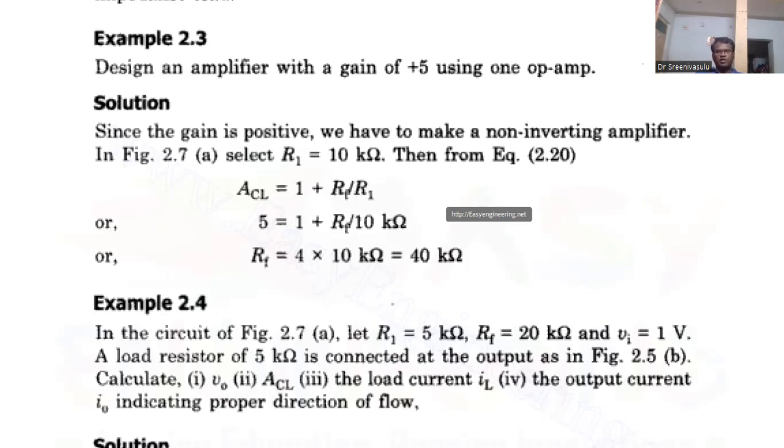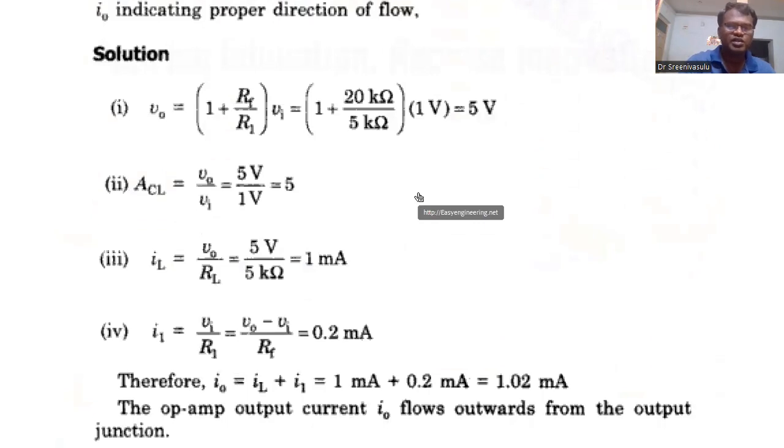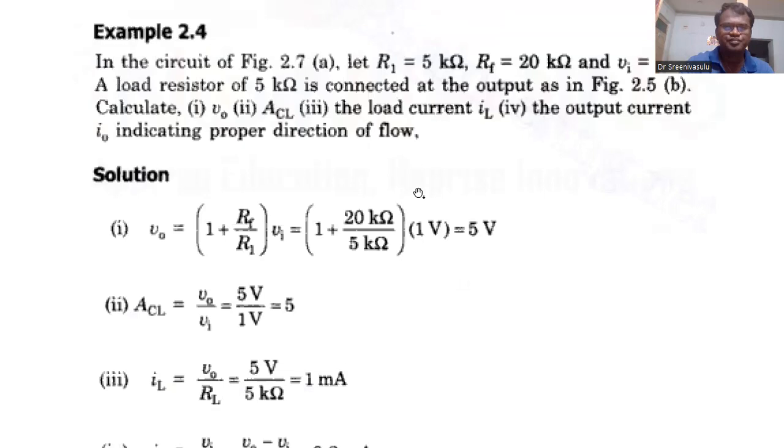You need to assume R1. Suppose R1 is equal to 10 kilo ohm. So 5 minus 1 is 4, so RF is equal to 40 kilo ohm. So it is the simple design of a non-inverting amplifier. Like that, for any value, we can design a circuit diagram. Better you see this problem here.